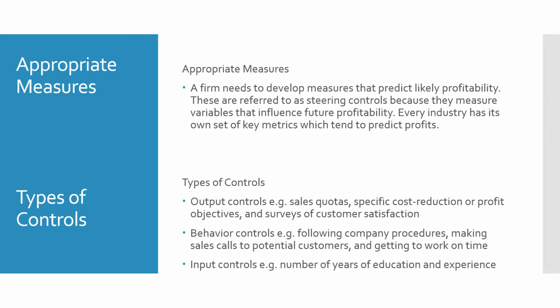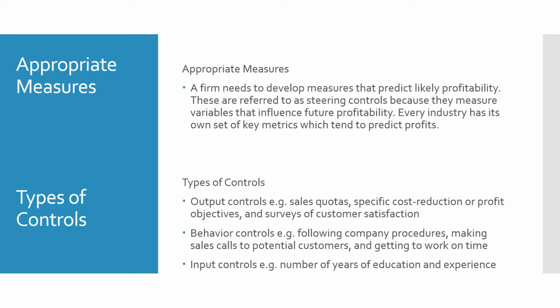Talking about the types of controls. Controls can be established to focus on actual performance results, that is outputs, the activities that generate the performance, that is behavior, or on resources that are used in performance, that is inputs. Output controls specify what is to be accomplished by focusing on the end result of the behaviors through the use of objectives and performance targets or milestones.